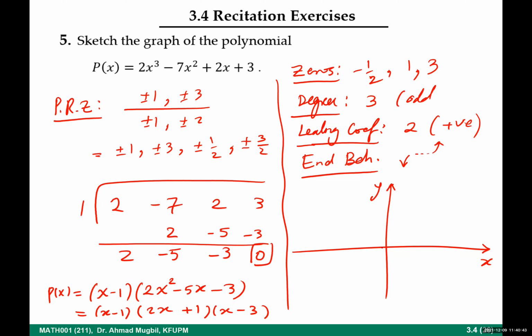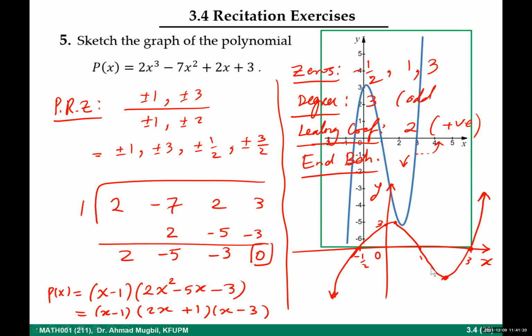This is x, this is y, this is the origin. This is -1/2, let's say. This is 1, and this is 3. All of them will cross. At this point, it will be up to the right, down to the left. All of them are crossing, of course. It will do something like here, like here. You can know the y-intercept. What is the y-intercept? The y-intercept is 3. So here it is. We are not interested in the turning points. These points are called turning points. They could be, of course, anywhere between the zeros.